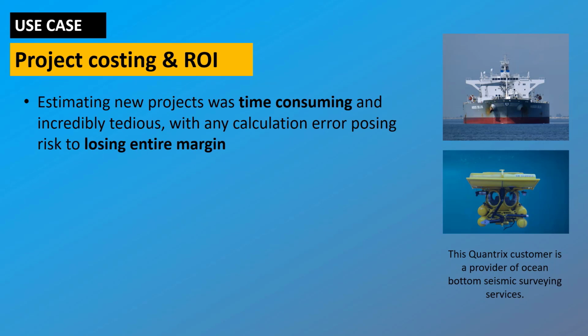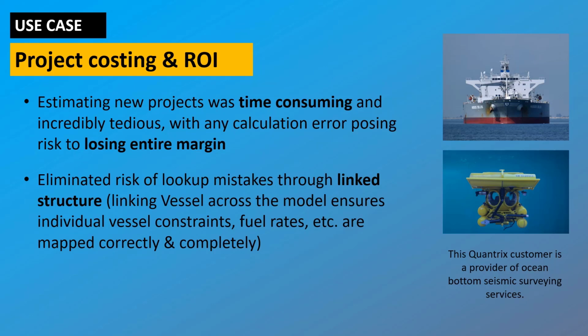Before Quantrix, they were managing extremely complicated pricing and quoting information in spreadsheets to help them estimate multi-million-dollar projects and returns on investment. These projects involve specialized people talent, hardware, software, leasing, insurance, and consumables like fuel, both the ship kind and the food kind. They told us that a single calculation error or mistyped assumption can cost them the entire margin on a multi-million-dollar project. Having experienced six-figure losses in the past from such errors, they eagerly adopted Quantrix's linked structure to dramatically reduce the risk of lookup mistakes, incorrect constraints, costs, and assumptions for every vessel in a fleet assigned to every project.